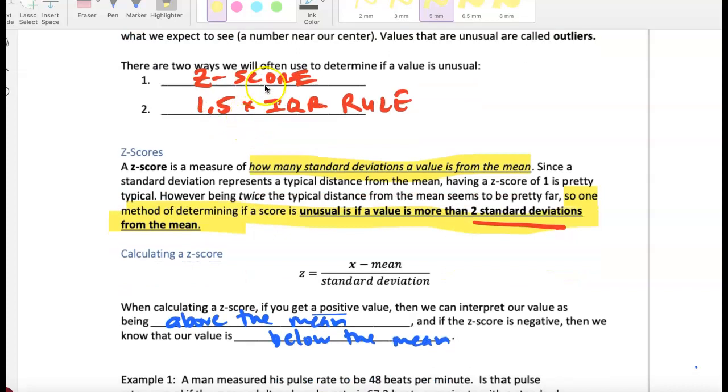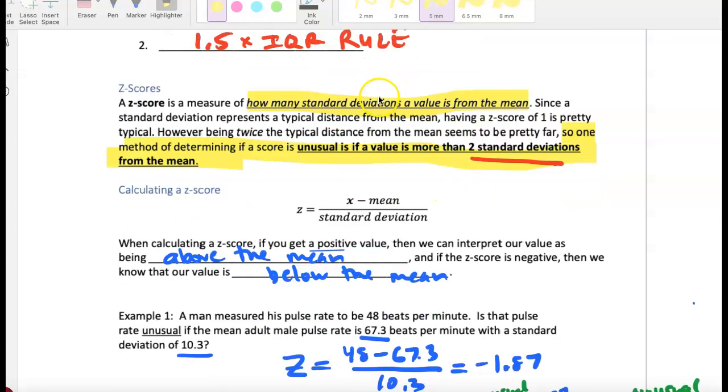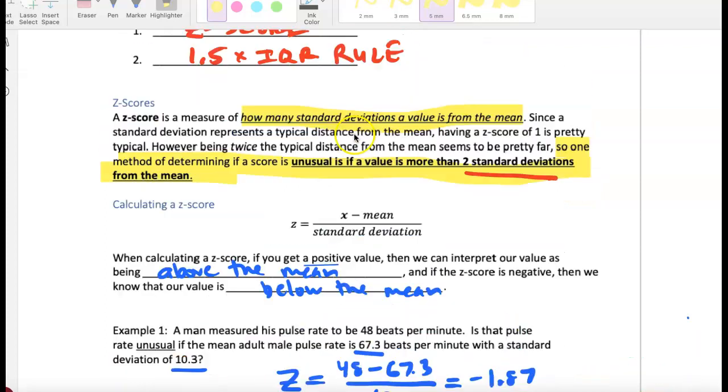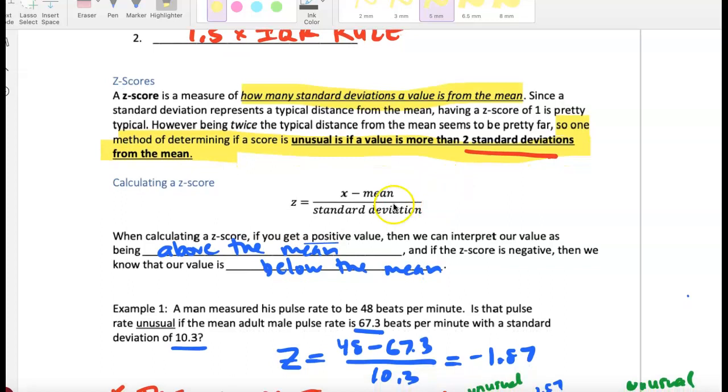So we use a z-score method or what's called the 1.5 times IQR rule. Now z-scores can sound technical, but this is a simple calculation. A z-score is a measure of how many standard deviations a value is from the mean. So it's measuring how far it is from the mean, but in standard deviations. So once we get those numbers, something's unusual if it's more than 2 standard deviations from the mean, meaning it could be unusually high or unusually low.